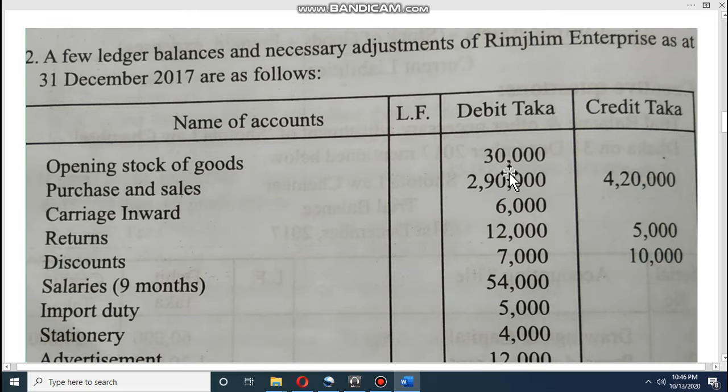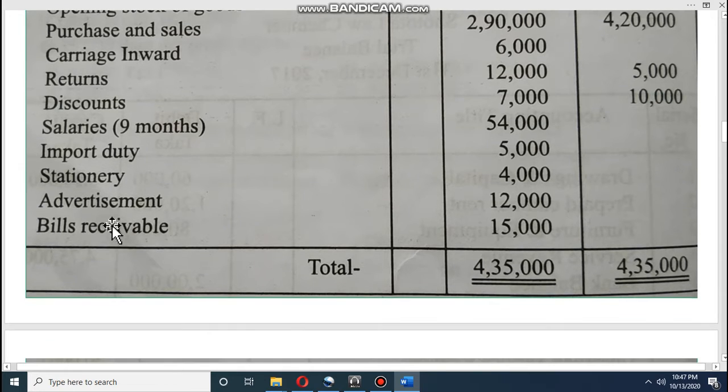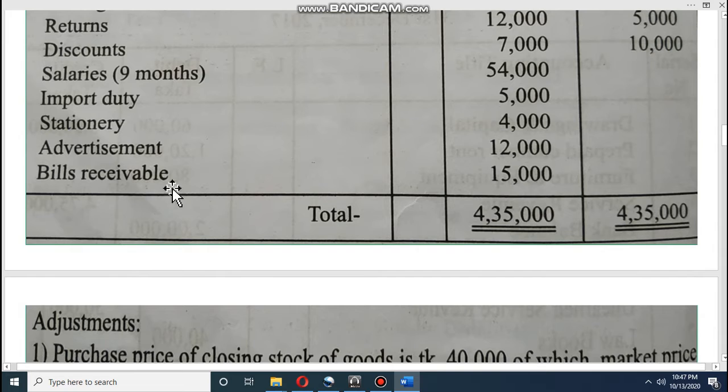Then look at purchase is 2,90,000, and all of you know that from purchase you have to subtract purchase return, it is 5,000. Then carriage inward, it is an expense of cost of goods sold, direct expenses. Import duty, yes, it is another direct expense, so it will also be in the cost of goods sold. Then stationery, no, there is no other item.